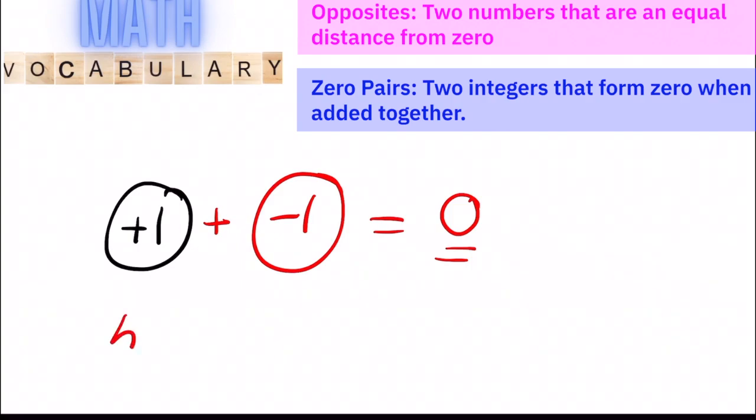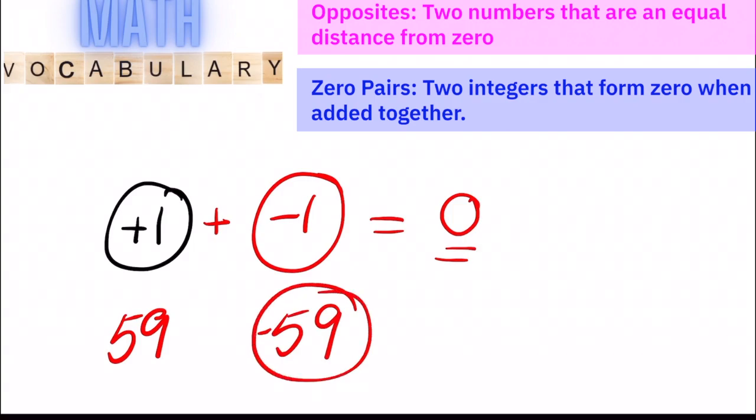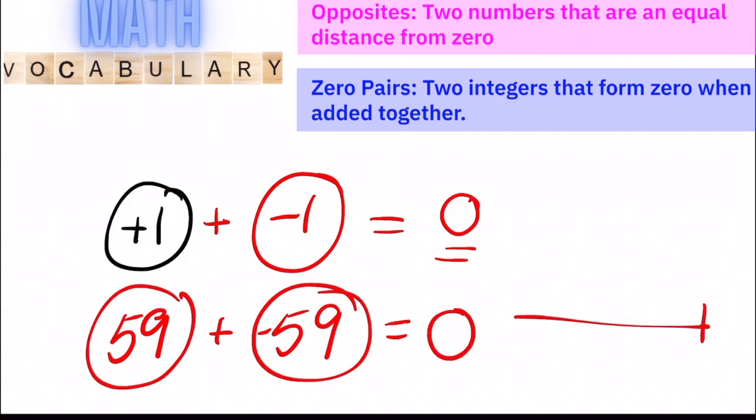So if I have 59 and negative 59, and I add these two numbers up, I'm also going to get 0. They're both exactly the same distance from 0. They're just on opposite ends of the 0. That's all it means. Same distance, opposite ends. But when I add them together, they do form a 0 pair because they will have a value of 0. And with that, we're going to jump into our first model.